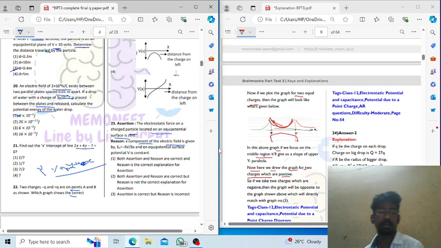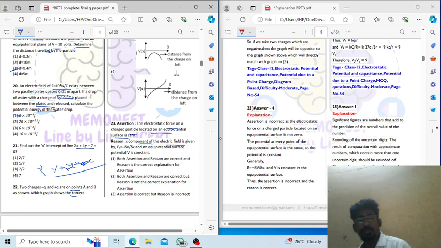In the assertion, it is said that the electrostatic force on a charged particle located on an equipotential surface is zero. An equipotential surface is a surface where the potential is equal. Potential is equal means potential is constant. So E will be equal to zero, and the assertion is incorrect, for the force on a charged particle located on an equipotential surface is not zero.